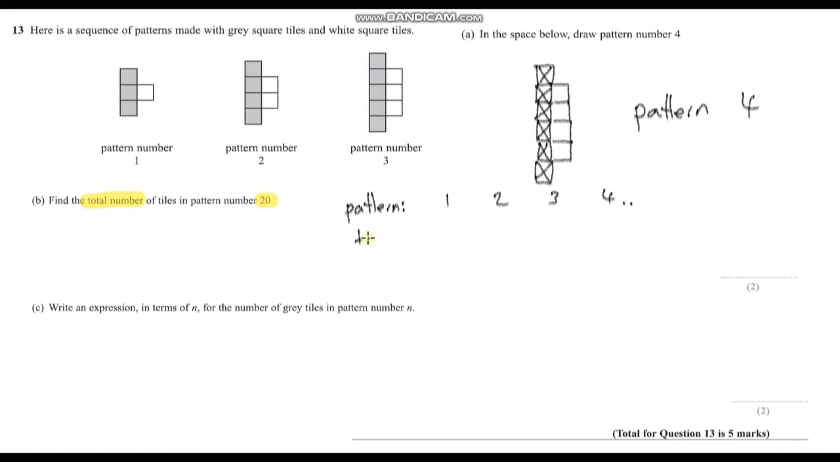And now let's work out the total number of tiles. So for pattern number 1, there are 4 tiles in total. Pattern number 2, there are 4 plus 2, which is 6. Pattern 3, well, there's 5 plus 3, which is 8. And pattern number 4, there's 6 plus 4, which is 10. So there is a nice pattern here. So they're going up by 2 each time.